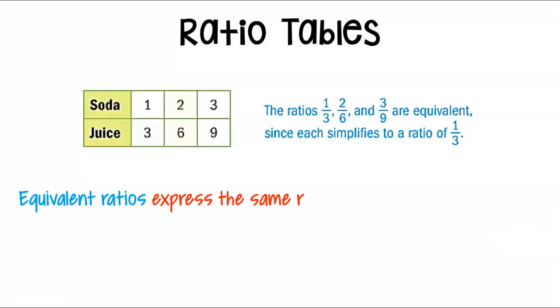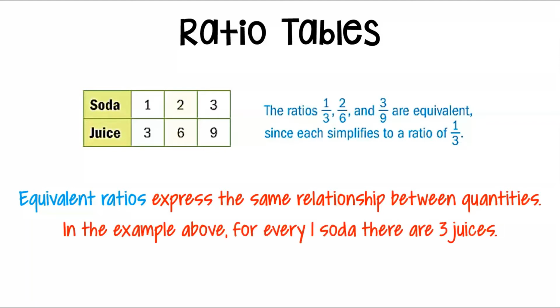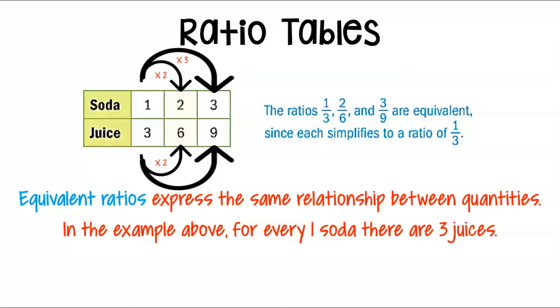Equivalent ratios express the same relationship between quantities. In the example above, for every 1 soda, there are 3 juices. And we can see that if we double the number of sodas, so we multiply by 2, we get 2. If we double the number of juices, we get 6. If we triple the number of sodas, we'll get 3. And if we triple the number of juices, we get 9. Those relationships are consistent across. We're multiplying by the same thing on the top as we are on the bottom.